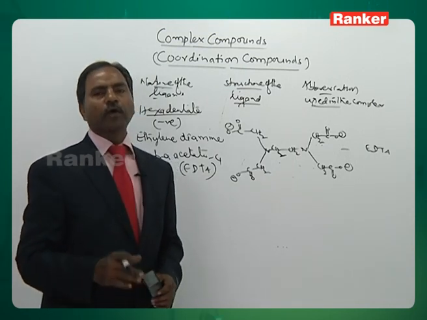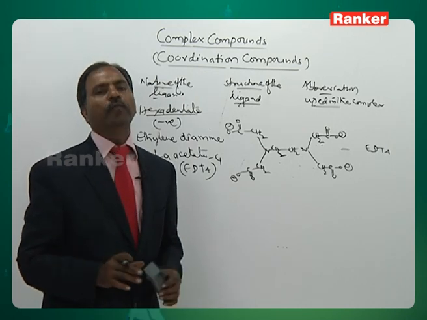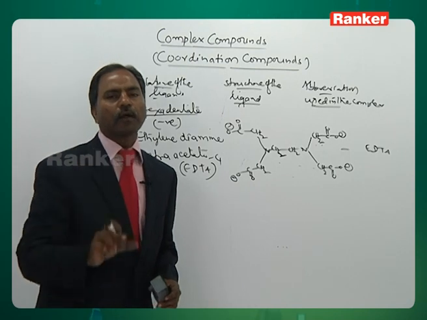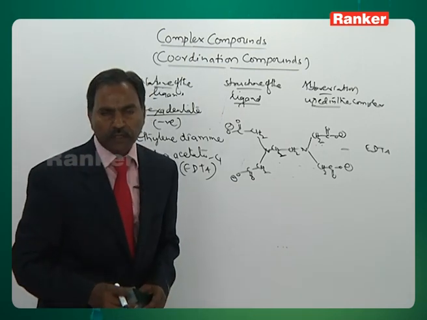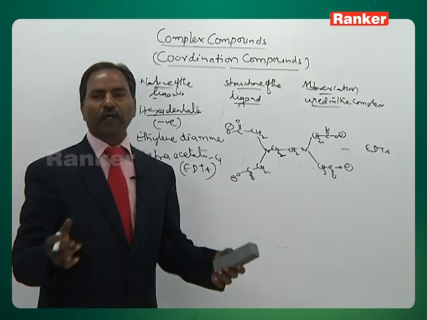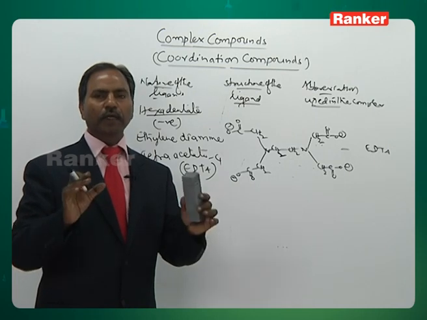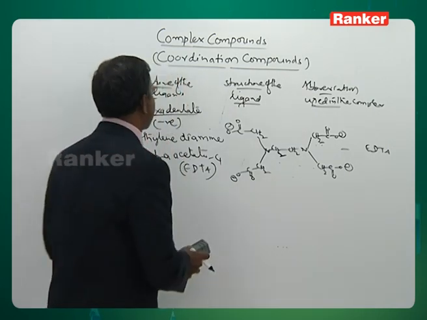Look here, one more classification is there, the classification of ligand based on nature of bonding. A particular ligand is actually bonded to the metal ion in a particular way. Based on the way it is bonded to the metal ion, we are classifying the ligands again into different types. Let us see the next classification of ligands based on nature of bonding.